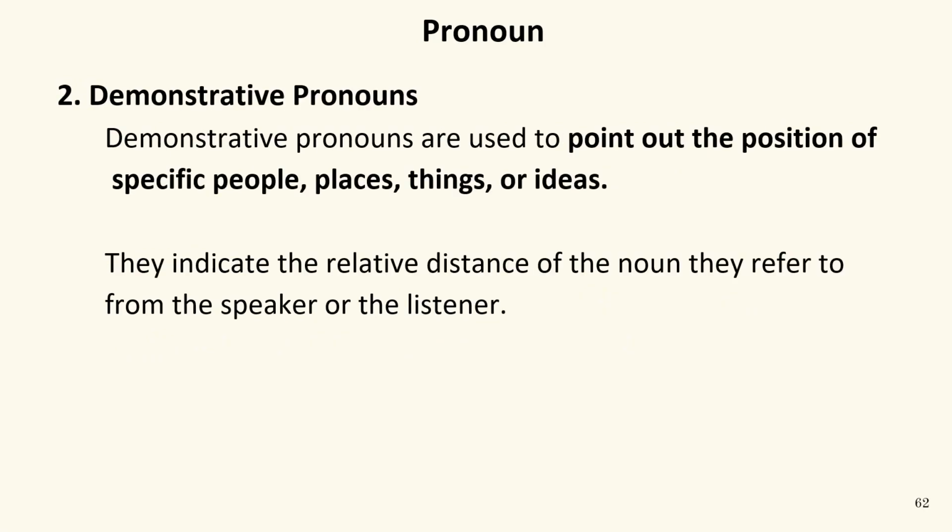Now we have demonstrative pronouns. Demonstrative pronouns are used to indicate or point out something. For example, if I'm looking towards a building and I say that is a very big building, it means I'm pointing out that building. Demonstrative pronouns are used to point out or indicate the position of specific people, places, things, or ideas. They indicate the relative distance of the noun they refer to from the speaker or the listener.